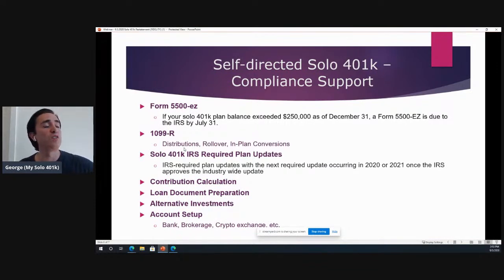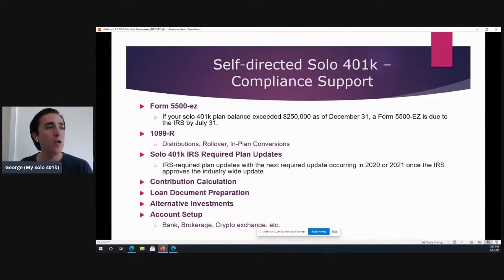1099-R distribution, we've touched on that also. So if you're rolling money out, if you're taking a taxable distribution, if you are converting money from, say, a pre-tax account to a Roth account, or even an after-tax to a Roth account, those are all reportable events. And we handle the 1099-R form as part of our process. Again, no additional charge.